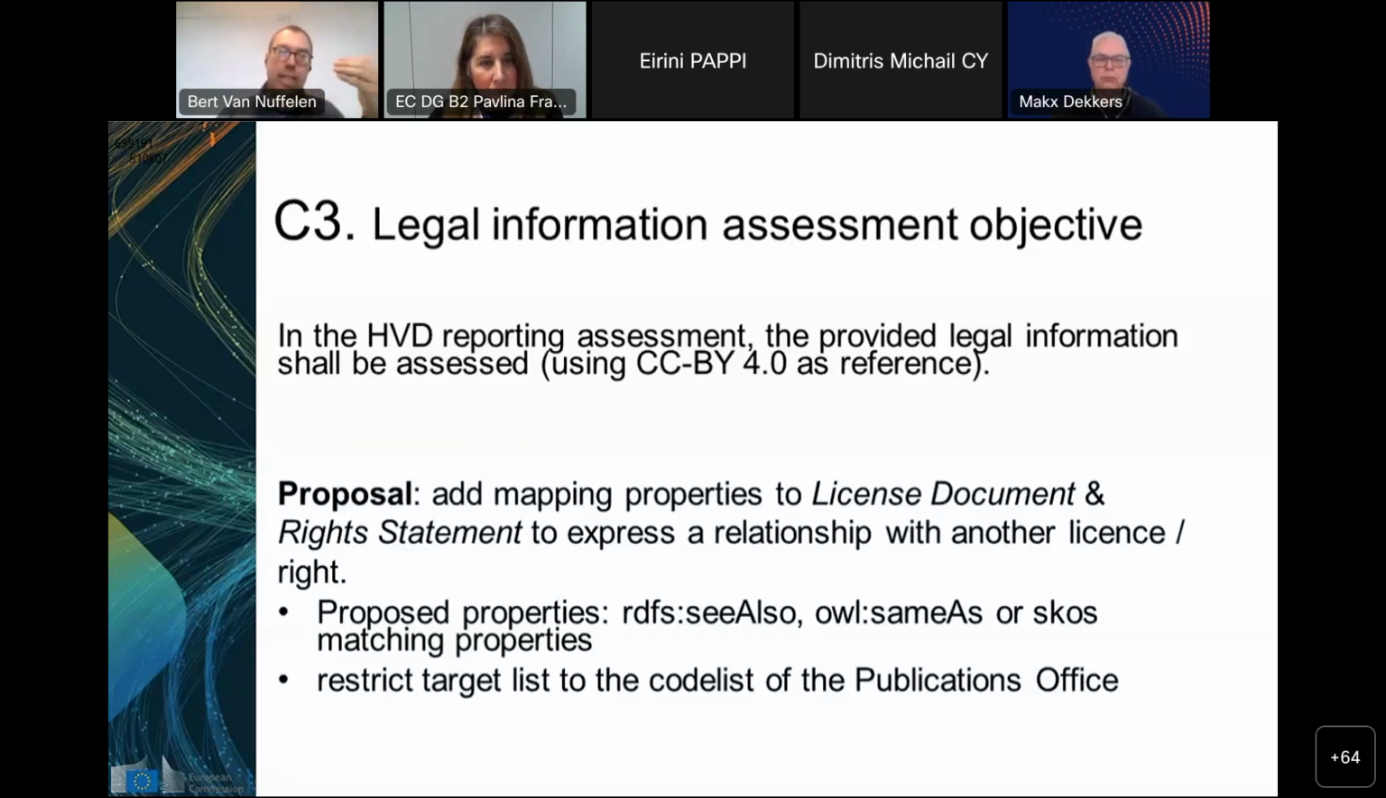To address that, and that was maybe not so clear in the previous webinar, the goal is to add additional properties to license documents, a set of mapping properties. It is not decided yet which one, but there are, for instance, see also, same as, or close match properties that we could use to relate to a reference, and the proposal is only to relate to a code list by the Publications Office. The goal is to be able to assess whether or not you are on par with the bar or the reference requested. So, to make the assessment possible.